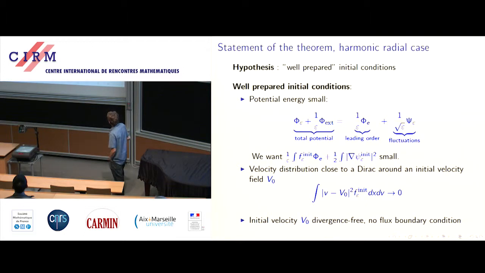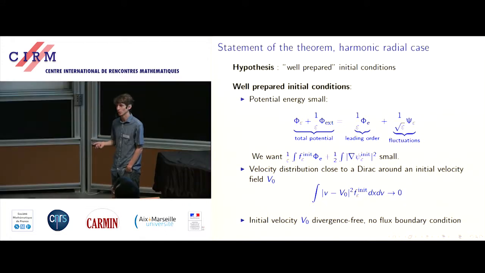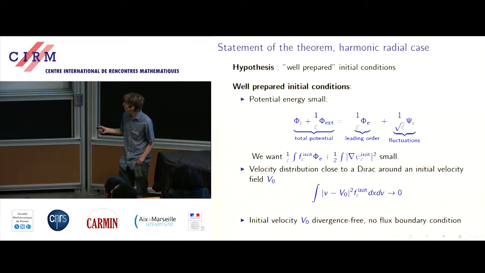So now here is the theorem. First hypothesis: we need well-prepared initial conditions, in the sense of Julien Barré, so the ones which are strongly well-prepared. And what does this mean? This is the total potential energy. This is the self-consistent potential energy with the pseudo-Coulombian energy. This is the external potential. So this is the leading order, and these are fluctuations. We also want the fluctuations to be small.